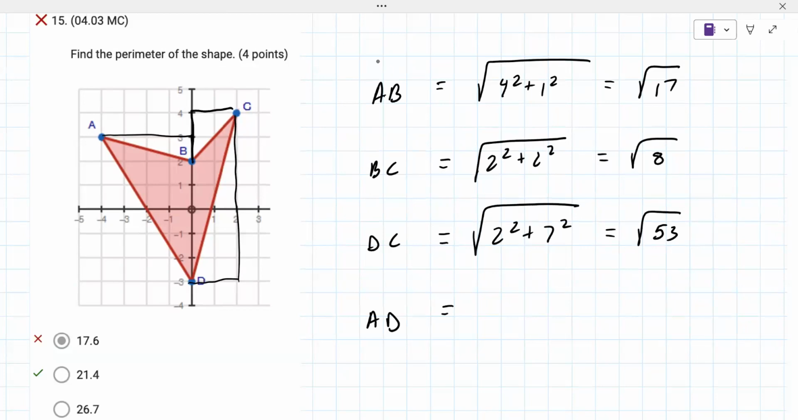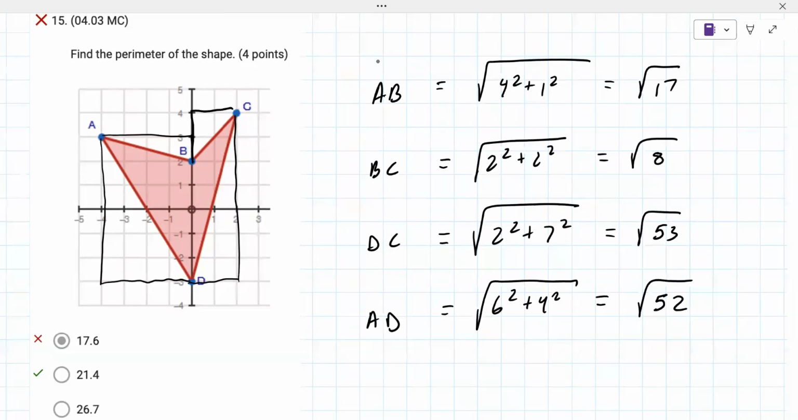And then A to D, same thing here. We're gonna drop down 6. Looks like 6 drop down, right? 4. 6 squared plus 4 squared, square root of 52. So you wanna just put these all in your calculator together. Just don't even round, just put them all in your calculator.